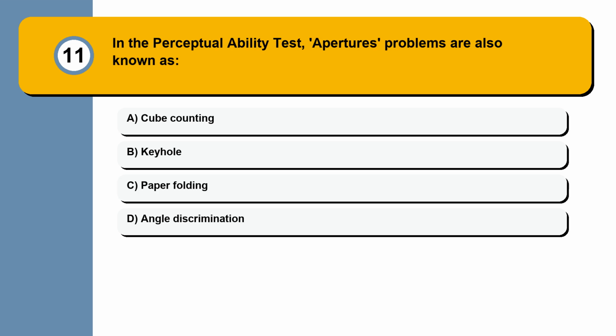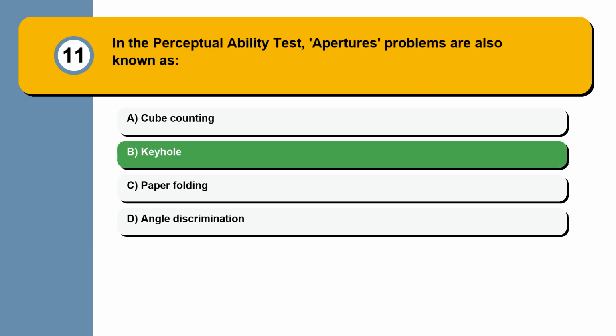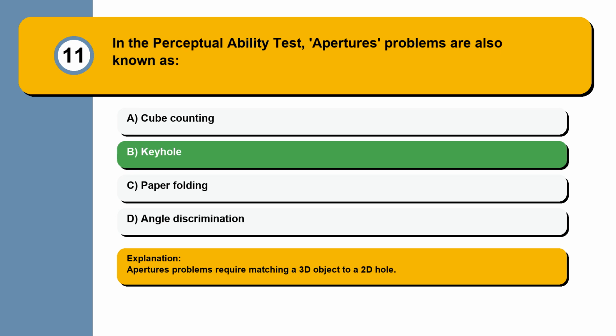Question 11. In the Perceptual Ability Test, apertures problems are also known as: cube counting, keyhole, paper folding, angle discrimination. Apertures problems require matching a 3D object to a 2D hole.